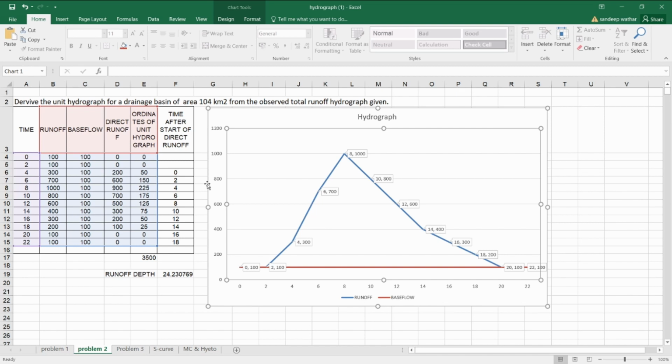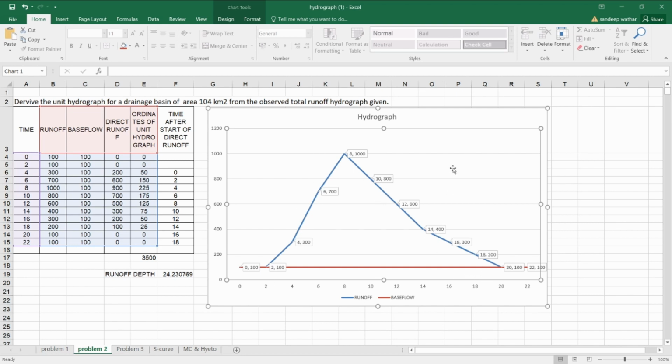There are three methods that I explained. One is the constant inclined method, the constant discharge method, and the other one is the concave method. In this given problem I am going to adopt the constant discharge method, my constant discharge being 100. So I kept 100, and because of that I have drawn a horizontal line. From this I have derived my base flow hydrograph and direct runoff hydrograph.